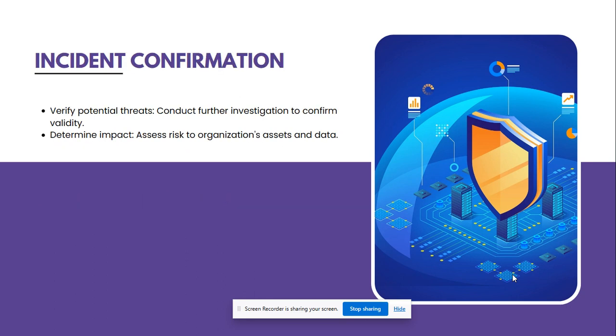If we identify something suspicious during our analysis, we need to investigate further to confirm whether it poses a real threat or a false threat to the organization. This may involve conducting additional forensics or querying other data sources for more information.